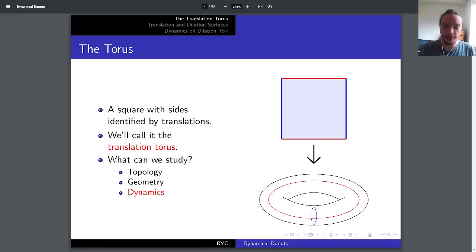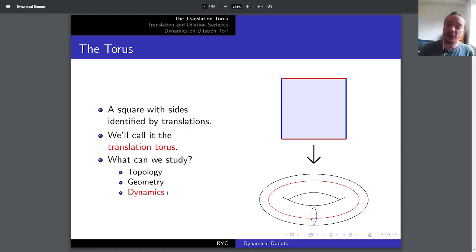And so what are the questions that we can ask about a torus? Well, we can ask questions about its topology, like how many holes does it have? We can also ask questions about, say, its geometry, like what's the curvature of the surface? And finally, we can ask questions about dynamics. So dynamics are what we're interested in for this talk.